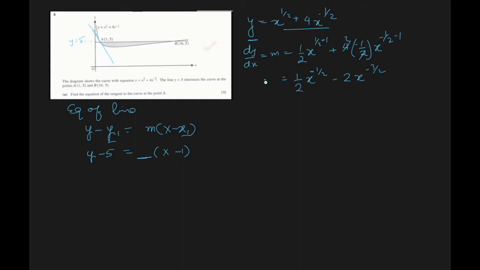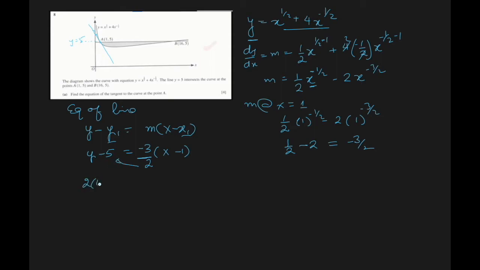Right? This is the general m. But we want m when x is 1. So we substitute x equal to 1. m at x equal to 1 will be half times 1 to the power negative half, minus 2 times 1 to the power negative 3 over 2. 1 to the power anything is 1, so don't even look at the exponents, just write half here and minus 2 here. We get what? Minus 3 over 2. And that's our gradient here, minus 3 over 2. And now let's cross multiply to get a simpler equation. 2 will multiply with the whole of it.